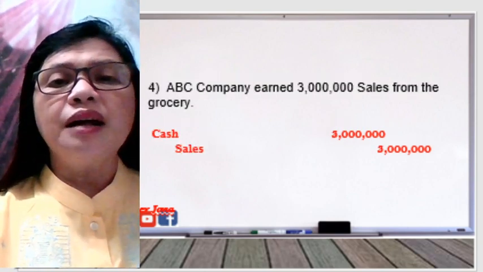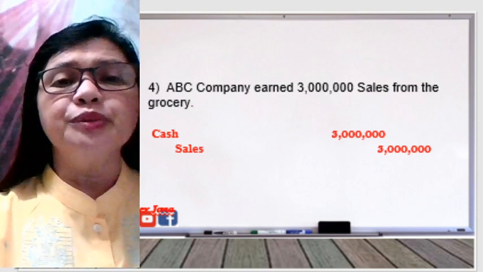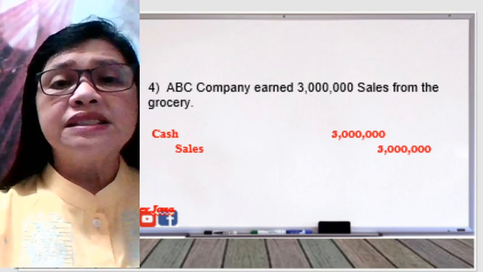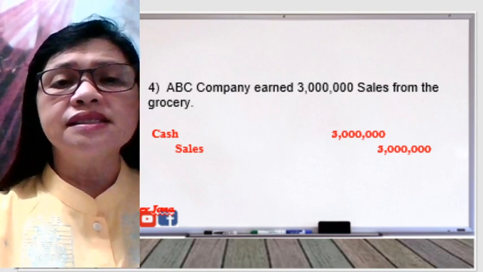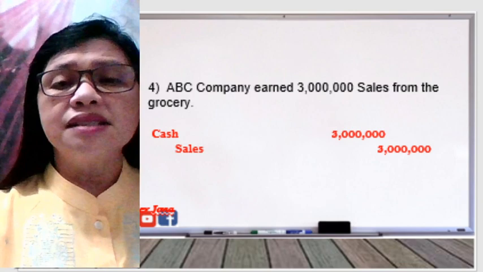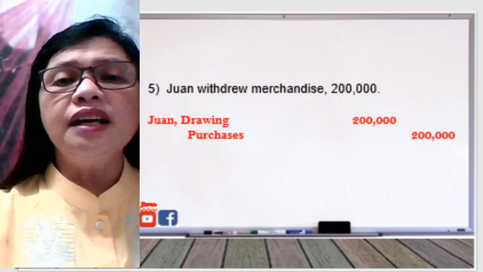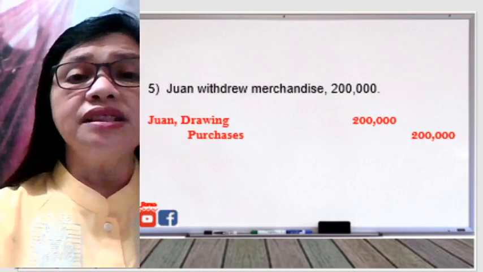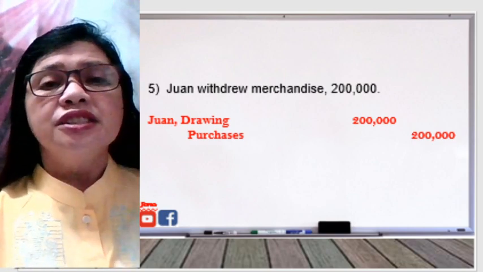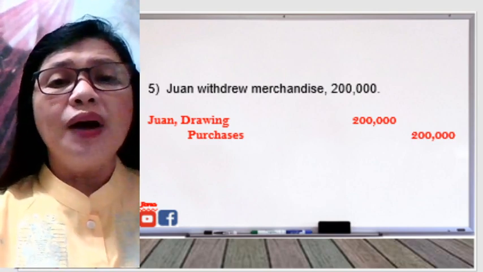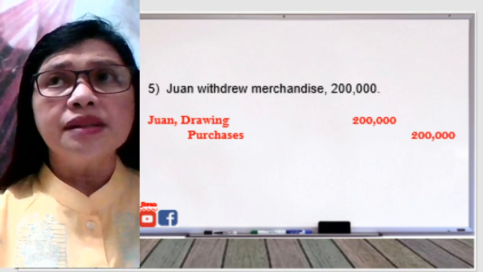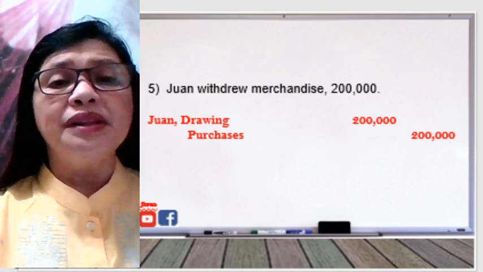Next, ABC company earned 3,000 sales from the grocery. So sales means a credit balance. So a debit, an increase of cash, 3 million, and a sales normal balance, say 3 million. Then we have Juan withdrew merchandise 200,000. So this is a drawing account of Juan. The drawing is a normal debit balance.